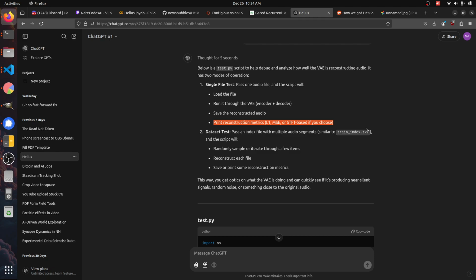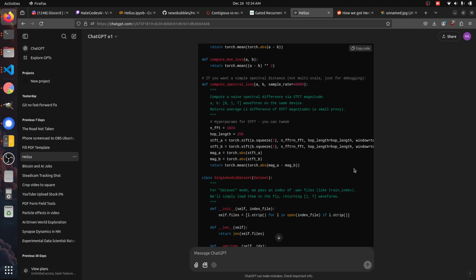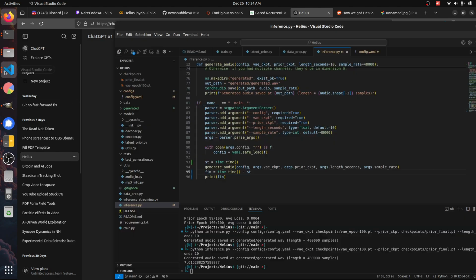Pass an index file with multiple audio segments, similar to train index, and the script will randomly sample or iterate through a few times, reconstruct each file, and save or print some reconstruction metrics. This way you get optics on what the VAE is doing, and you can see if it's producing near silent signals, random noise, or something close to the original audio. Okay, I'm going to turn it way down when I'm testing this, so let's just copy the code and go over to the test system.